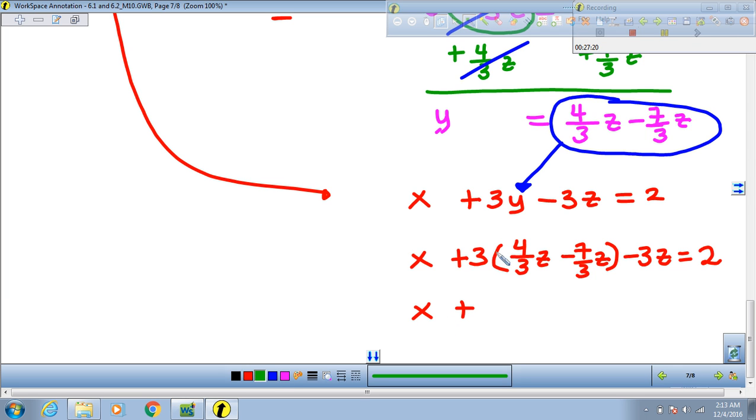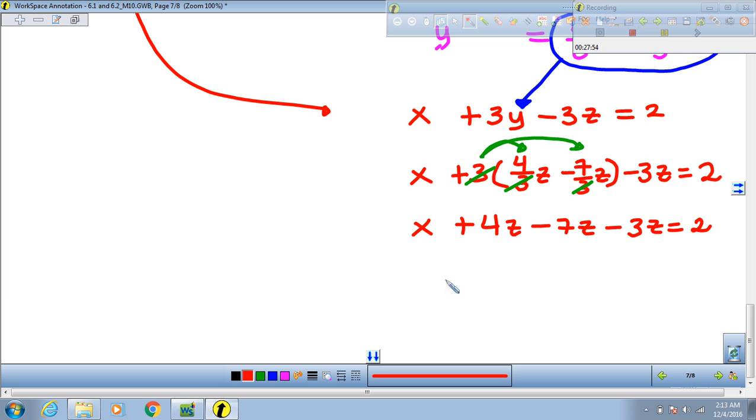So you're going to distribute 3 times 4 over 3. The 3's are going to cancel. And you're going to bring down plus 4z. Or put it in the calculator. 3 times 4 over 3 and you're going to get 4. Then 3 times negative 7 over 3. The 3's again are going to cancel. But this time you have a minus at the front of the 7. So make sure you put minus 7z. Or again, just put in the calculator 3 times a negative 7 over 3 and you're going to get negative 7 as the answer. Then you bring down the negative 3z. The equals 2. And then if there are any like terms, you can combine them.